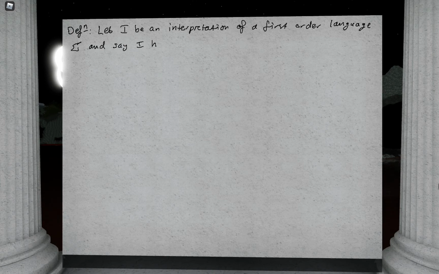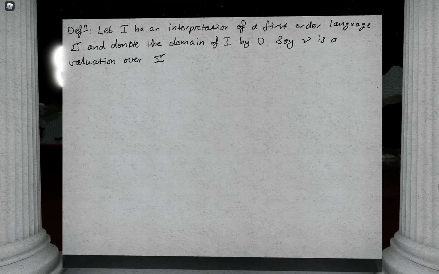Oh, I've written that badly. I'll say, and I just want to name the domain of I, so D denotes the domain of I. Say ν is a valuation. I can't remember the language I used. In D.